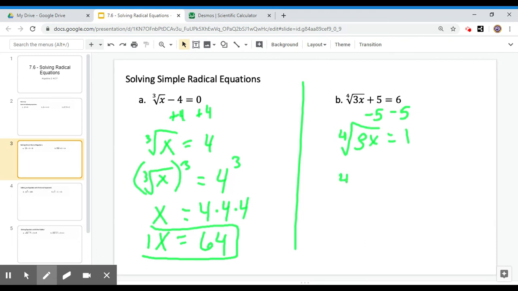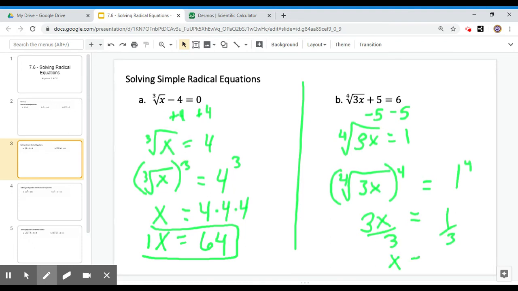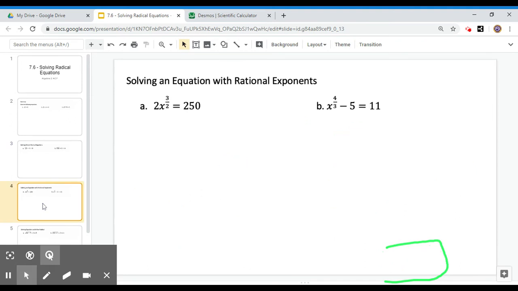So we're going to raise this to the 4th power since it's a 4th root. So that's what we do for all of these. You raise it to whatever root, the same power. So this is the 4th root, so we raise it to the 4th power, equals 1 to the 4th power, which is of course just 1. So then we have 3x equals 1. Divide by 3 on both sides to get x alone. And we have x equals 1/3. Okay, next page here.